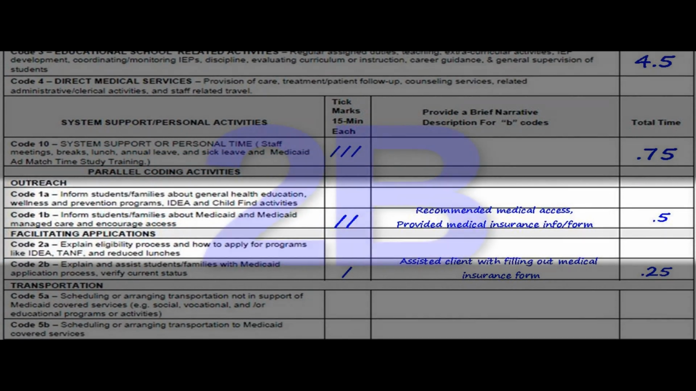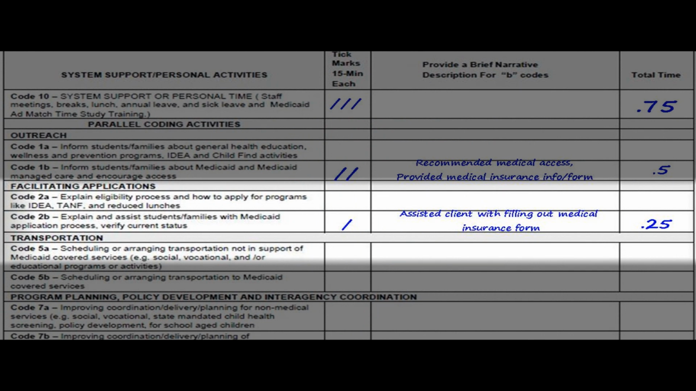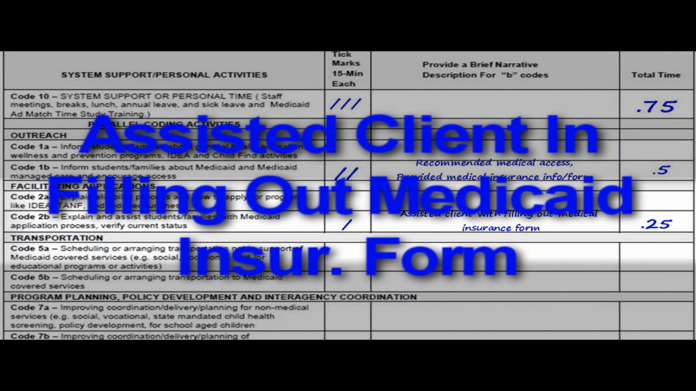Now look down at the 2B. It's pretty self-descriptive. If you are working with that student or the parent, you may be working with parents who don't speak English, so they need some help filling out the time study form, then you spend time helping them fill that out and referring them on to the local DSHS Community Service Office. Then you're going to put a tick mark, record your time for that, and the correct narrative for that is assisted parent filling out Medicaid insurance form.